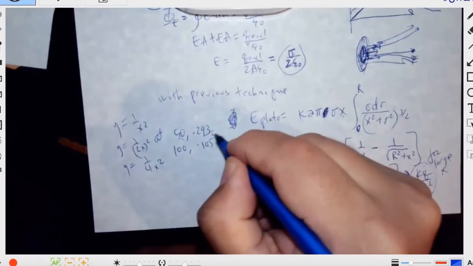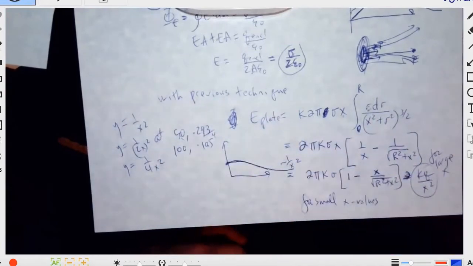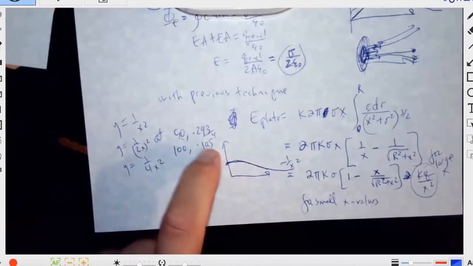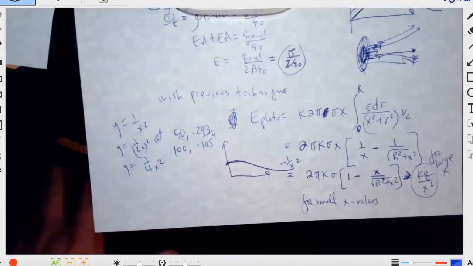But I don't think it has kicked in yet. 0.293 divided by 4 is what? 0.07. So it's not decaying that quickly yet. This divided by 4 is 0.07, but the electric field is still maintaining. So that means the 1 over distance squared hasn't kicked in at 50 meters yet.